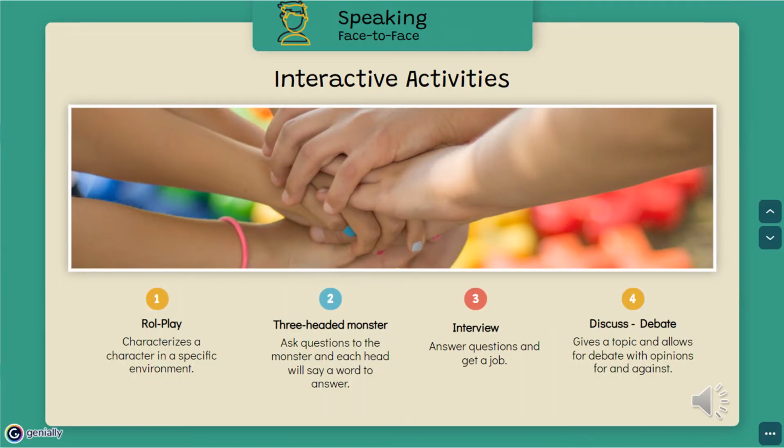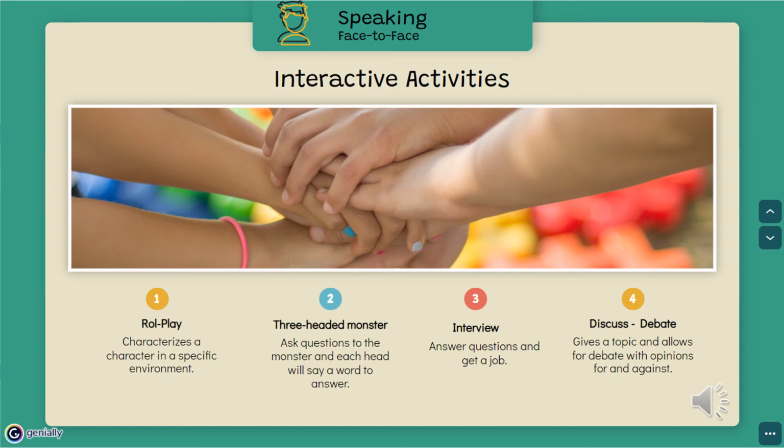These are some interactive activities for face-to-face lessons, developing speaking skills. The first one, and in my case, the most important game for practicing speaking, the role play. Characterize a character in a specific environment. This one is really important because you can be a pilot, engineer, doctor, and get into their skin. I really like this to practice my speaking skill.